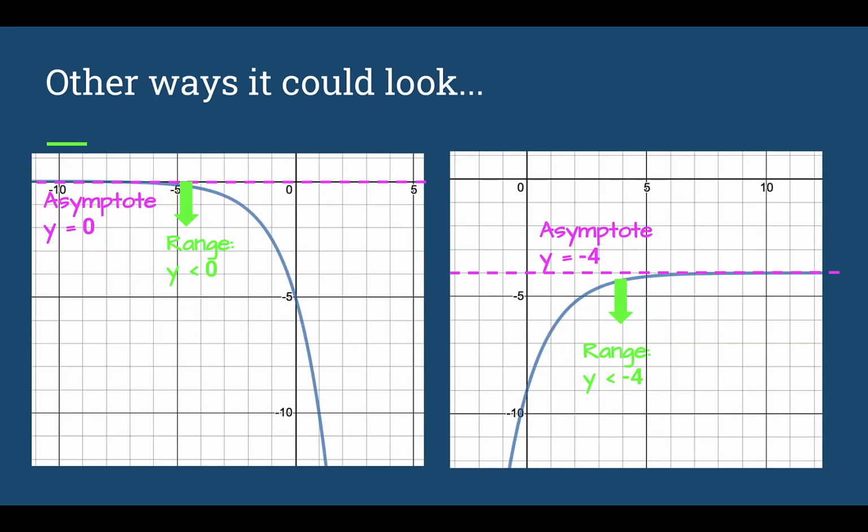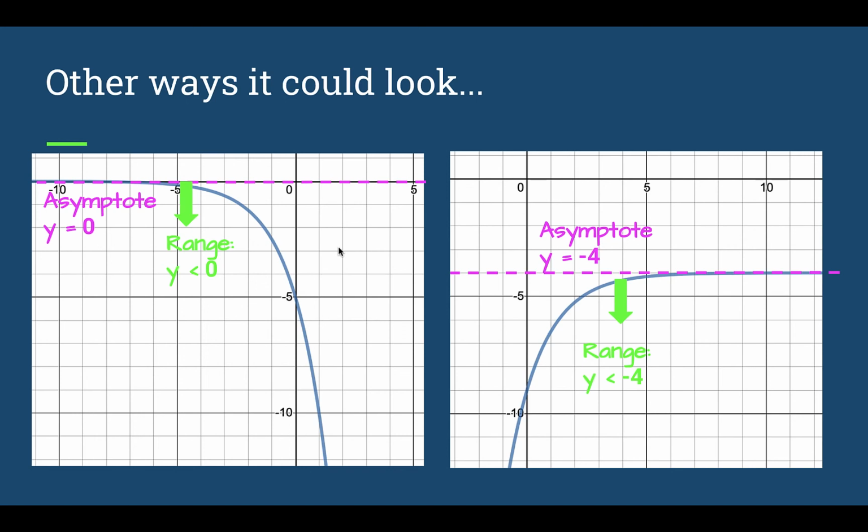In our examples, we only saw things where our range was positive, where our graph was above our asymptote. But that's not necessarily how it will always look. On the left, we can see our asymptote is still at y equals 0, but this time the graph is below the line. So this would mean that our range would be y is less than 0.